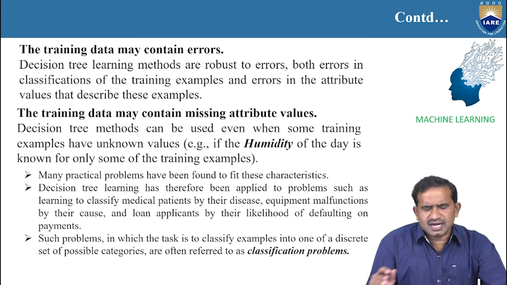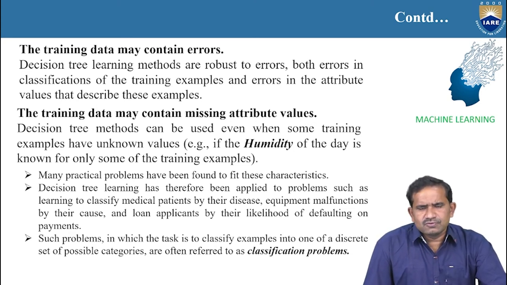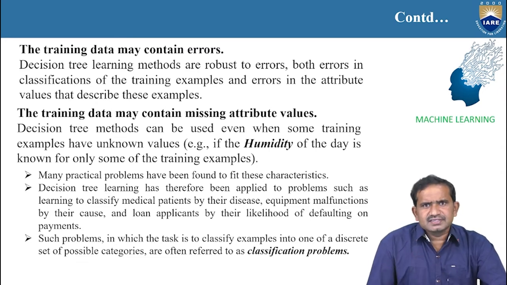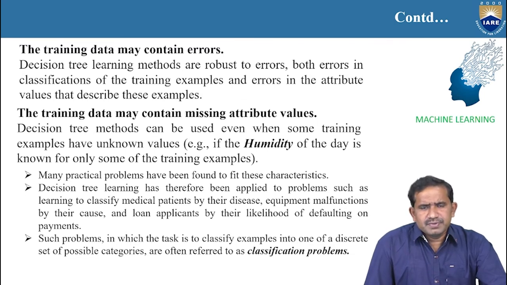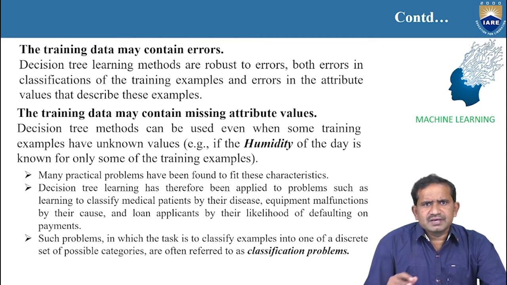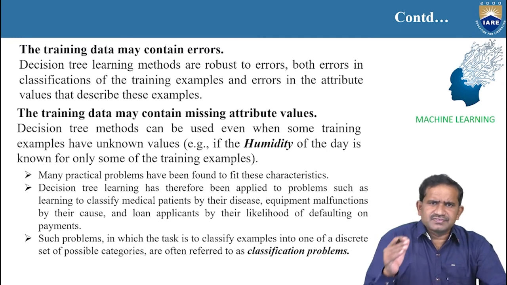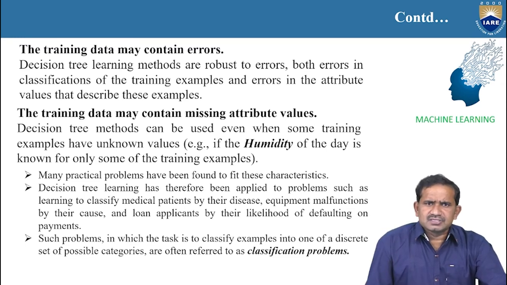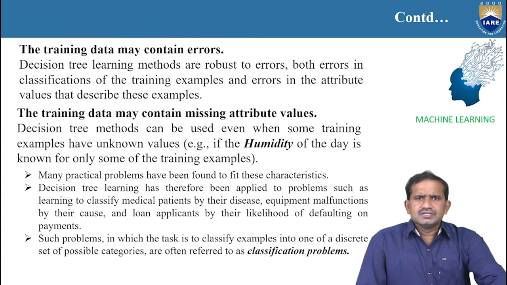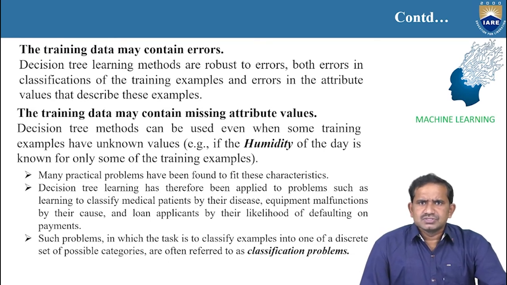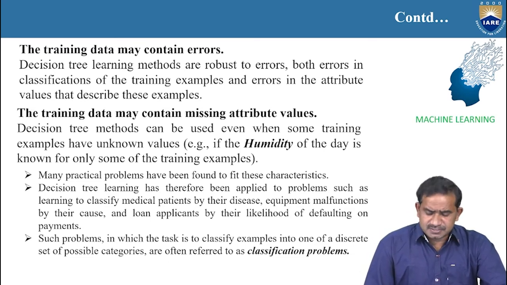These types of problems are called classification problems, because we are mainly concentrated on those issues. We classify one by one based on analysis or assumptions. Whenever we observe disease classification, malfunctioning equipment, or defaulters by track record, we classify the various issues based on that. So especially in classification, the decision tree plays a main role.